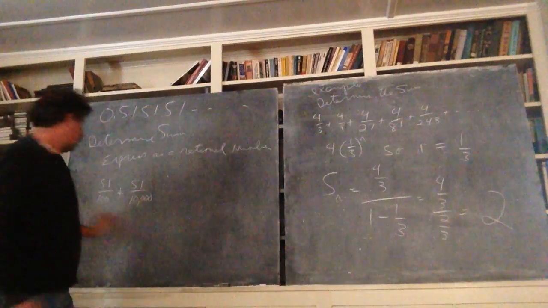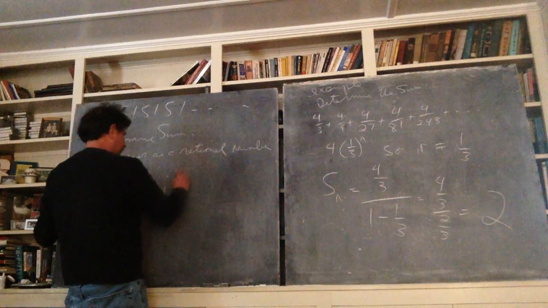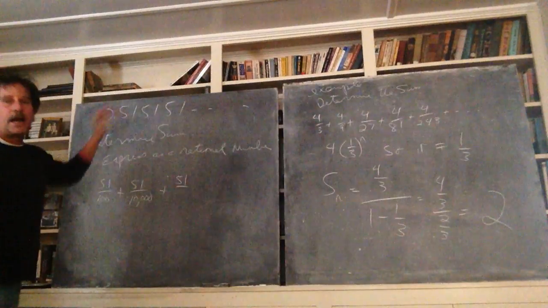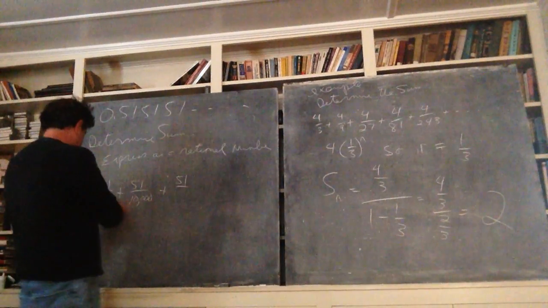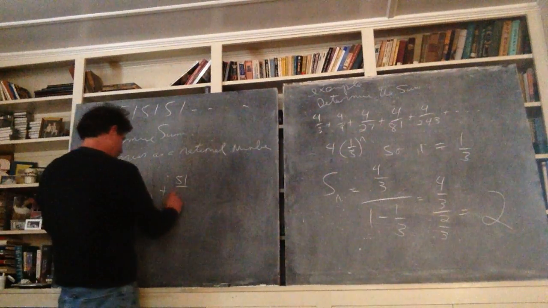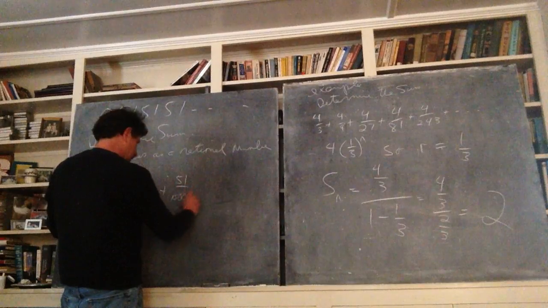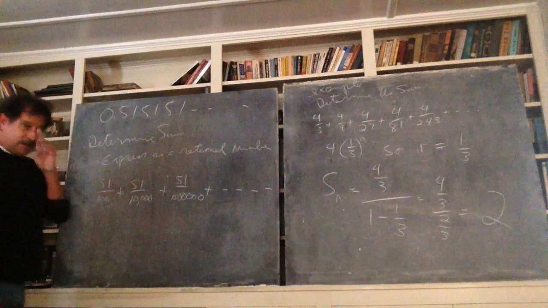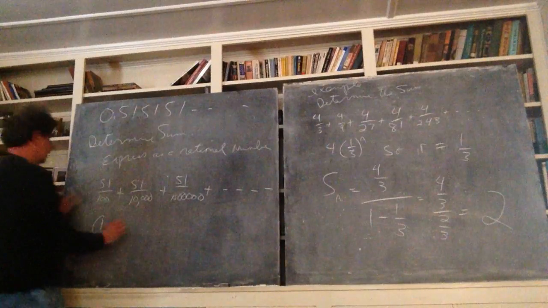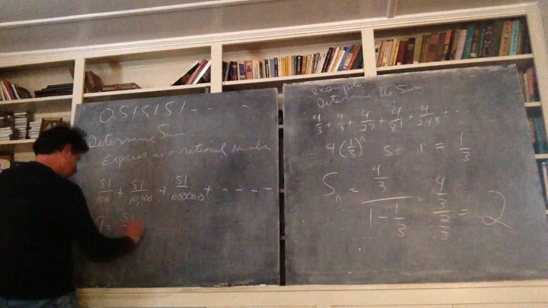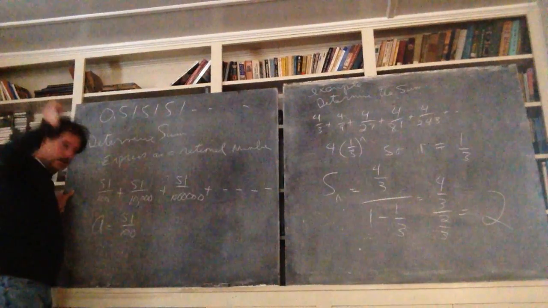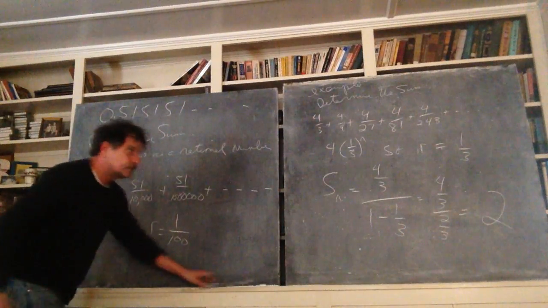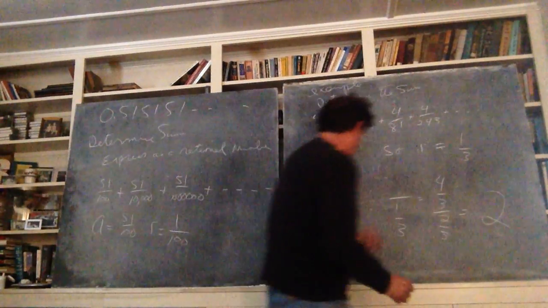Plus 51 millionths. In each case, we're multiplying each one by 1/100. Something like that. The point is, A is 51 hundredths, or the decimal if you want, and R is 1/100.